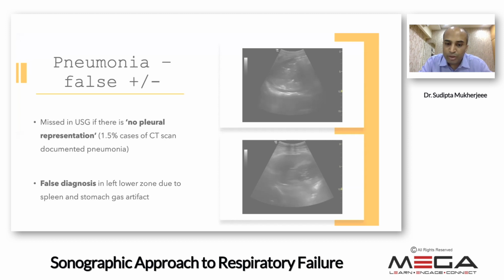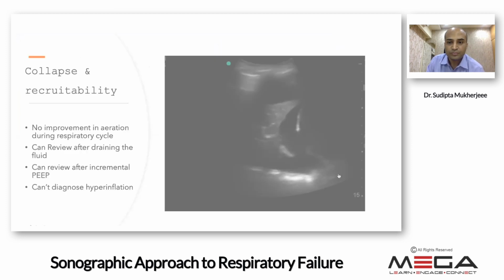And sometimes, whenever evaluating the left base of the lung, you may accidentally or mistakenly identify the gastric content as a consolidation. You can see this is a true consolidation of the lung, with static and dynamic air bronchogram, and you can see some amount of vertical B lines here. But here, if you appreciate, this is the gastric content, this is the stomach. But accidentally, this may appear as a consolidation and make a false diagnosis.